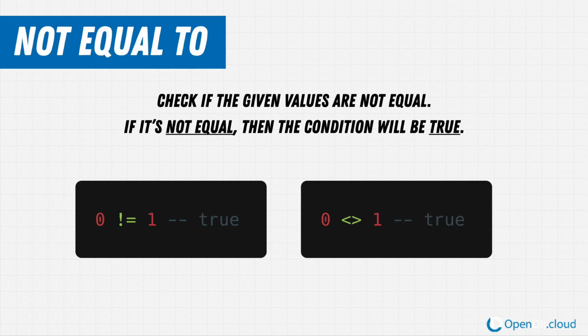Then we go into not equal to. That is, check if given values are not equal. If it is not equal, the condition will be true. We have two ways of writing this: 0 is not equal to 1, or 0 is less than greater than 1. This is a special syntax, meaning a special way of writing it down. You could use this. I prefer this method because it reads more clearly to me personally, but this is another way of writing it. 0 is not equal to 1. That is also true. So not equal to allows us to check that things are not equal.